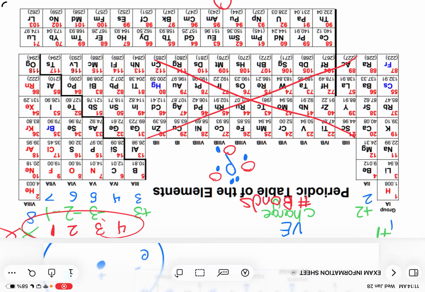So valence electrons are in blue. Carbon had 4. Nitrogen had 5. Chlorine had 7. And then for the bonds, the carbon one's typically going to have 4 bonds. The nitrogen one's usually going to have 3. Chlorine's usually going to have 1. Those are really good guidelines to start with. They do not always work out perfectly, but they're very good general guidelines.